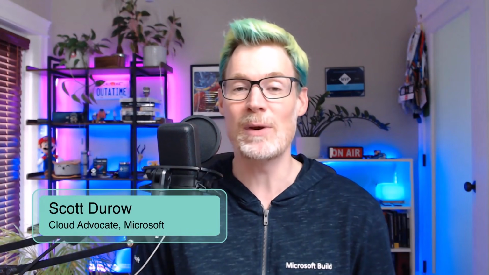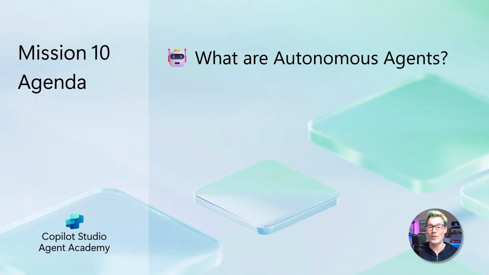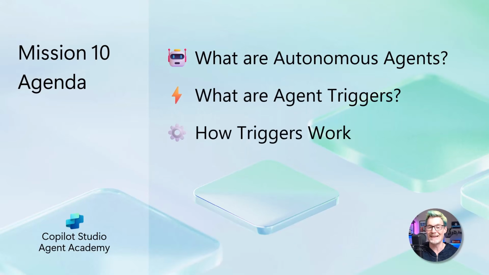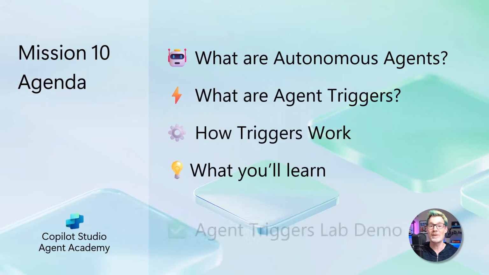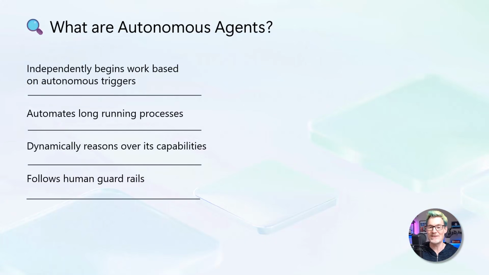In this lab, we're going to learn how to make your Copilot agent proactive by enabling them to respond to system events automatically without a user needing to type anything. So let's get started. The big question is, what's an autonomous agent?